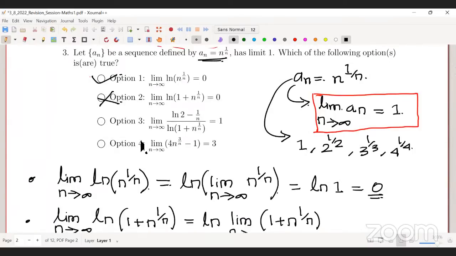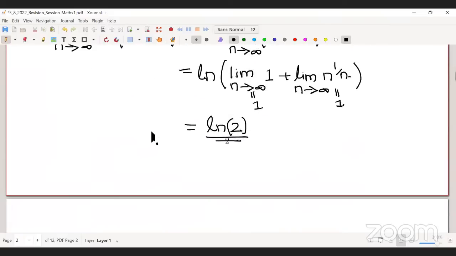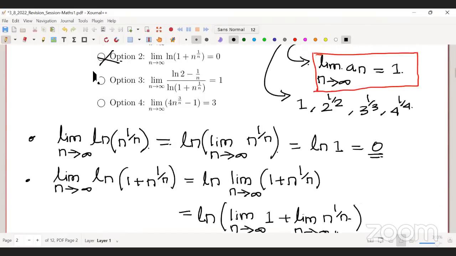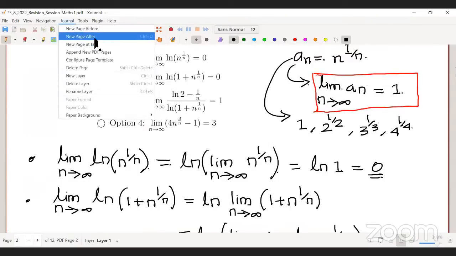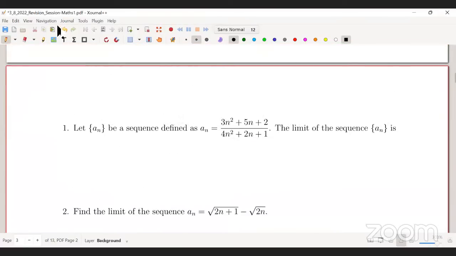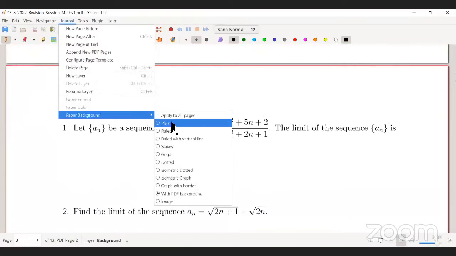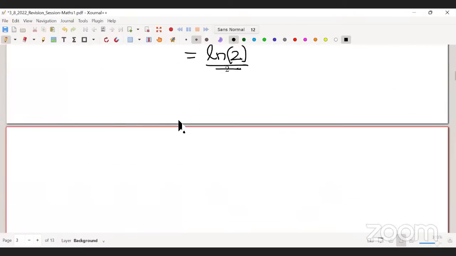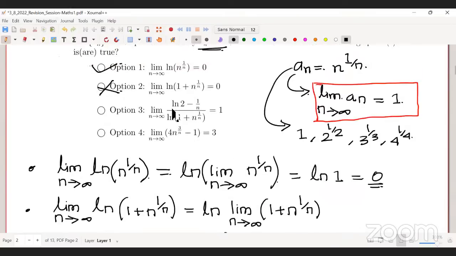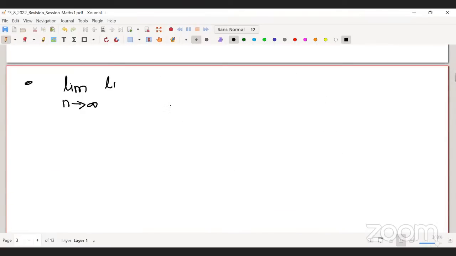Okay, let's go to the third option. So the third option says limit n tends to infinity of ln 2 minus 1 by n, divided by ln of (1 plus n) power 1 by n.